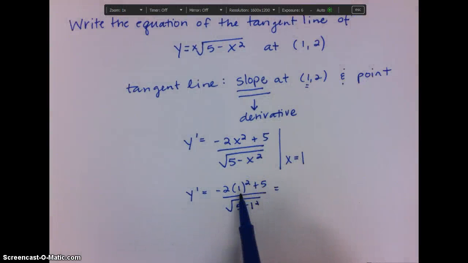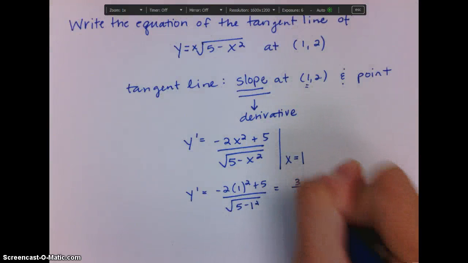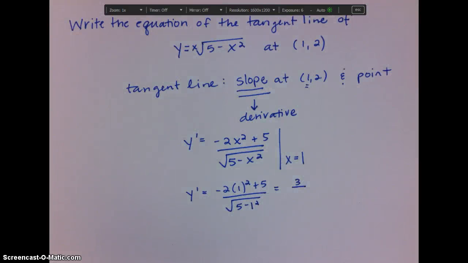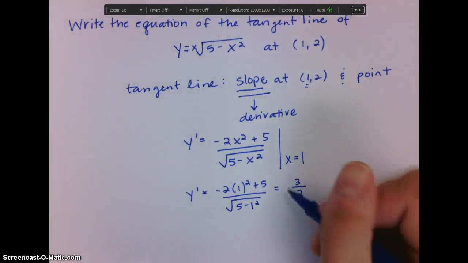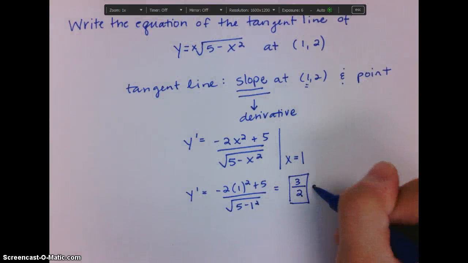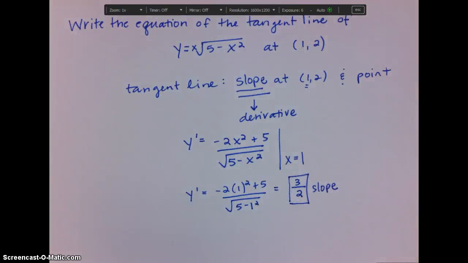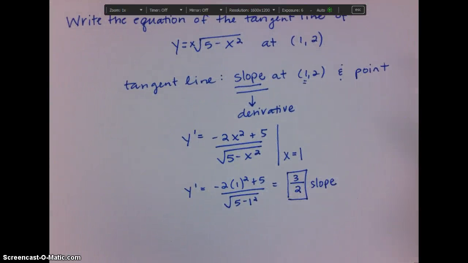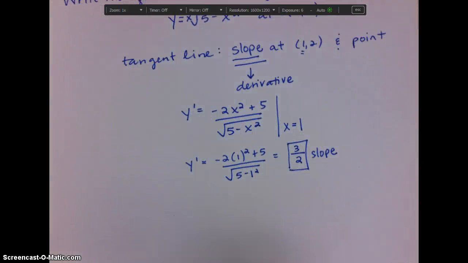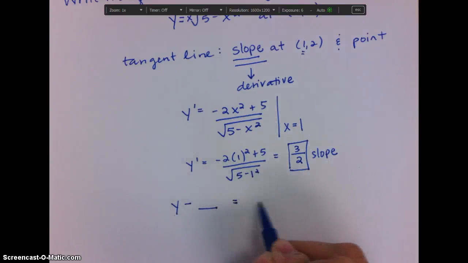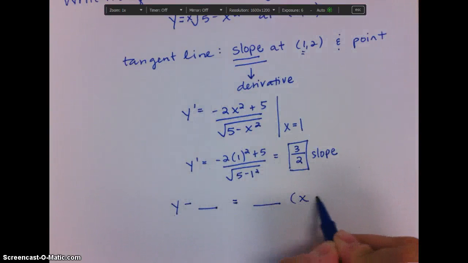Alright, so on the top, 1 squared is 1, 5 minus 2 is 3, and then on the bottom, 5 minus 1 squared is going to give me 4. Take the square root, I get 2. So it looks like 3/2 is my slope at that specific point, and I also need the point in order to use the point slope formula. So y minus y1 equals m times x minus x1.